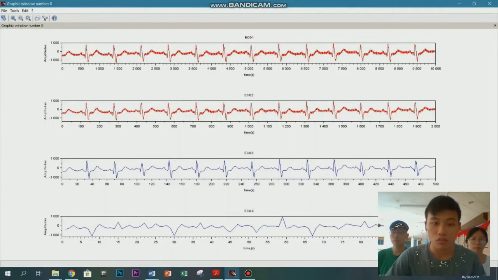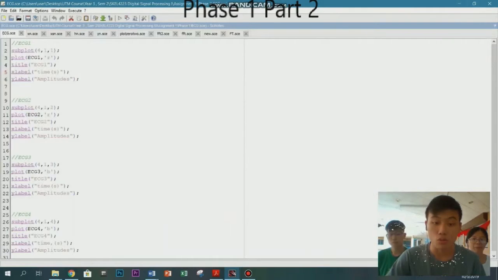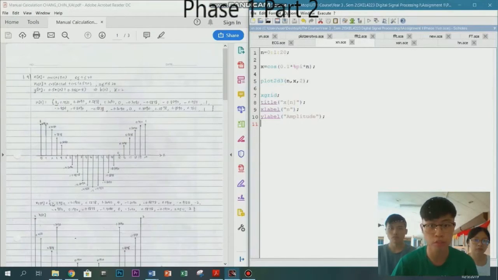After that, in part 2, we are given a signal which is distorted by noise and the difference equation of a filter. With manual calculation, we get the impulse response by converting the difference equation. We convolve it with the distorted signal manually and through Scilab. So now we come to the second part of phase 1.